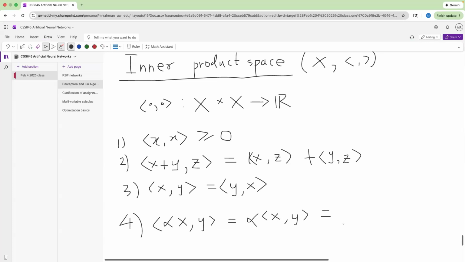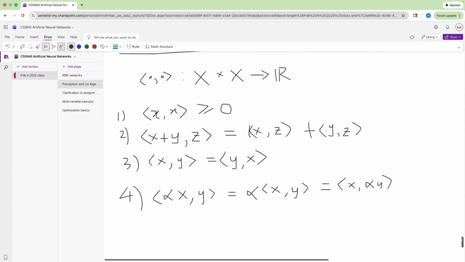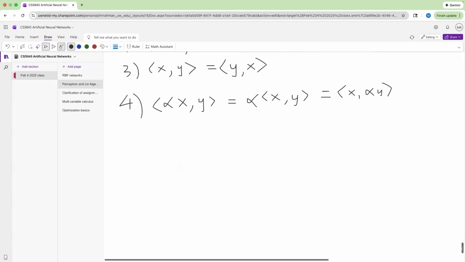And it can also be taken out from the second argument. So this can also be equal to x times alpha y. Okay. So these are the requirements of an inner product space. And now, just like before, we showed that if you have a norm space, you can induce a metric space.